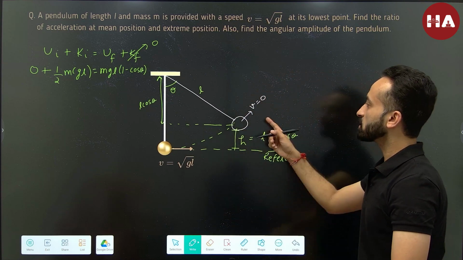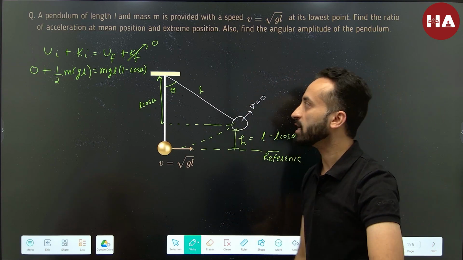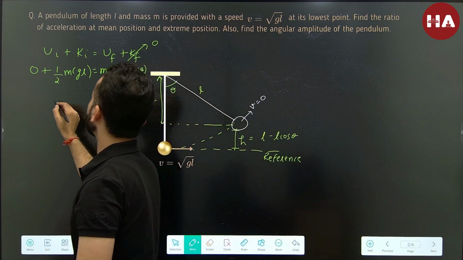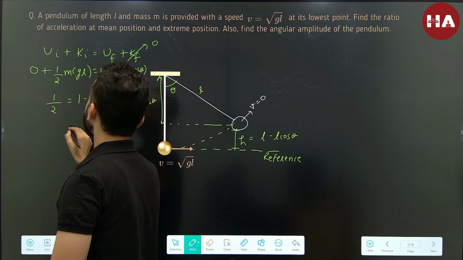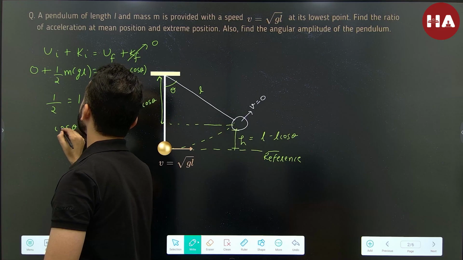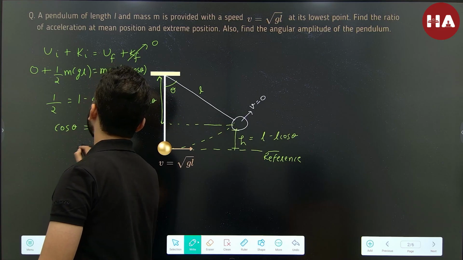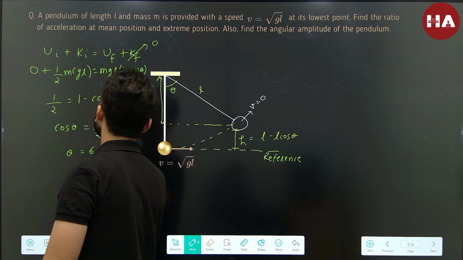Final kinetic energy is of course 0 because we are talking about the extreme position. So mgl cancels out. Half is equal to 1 minus cos theta, and cos theta therefore turns out to be 1 by 2, or theta turns out to be 60 degrees.